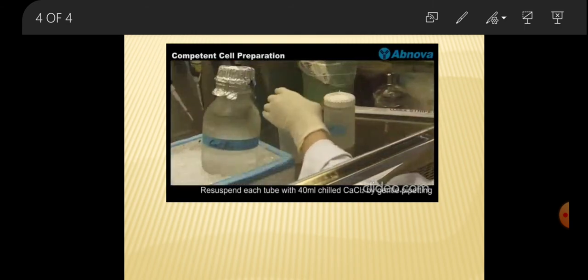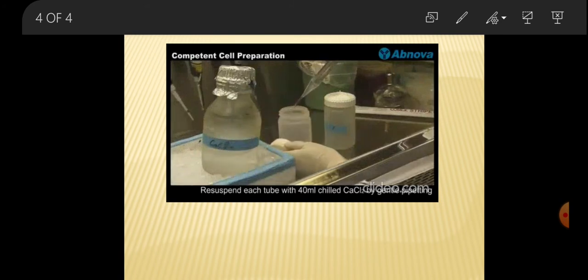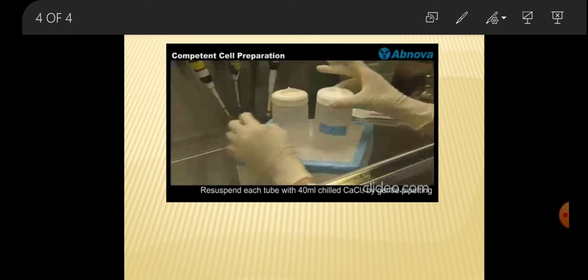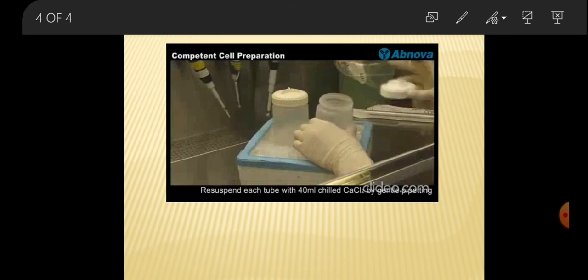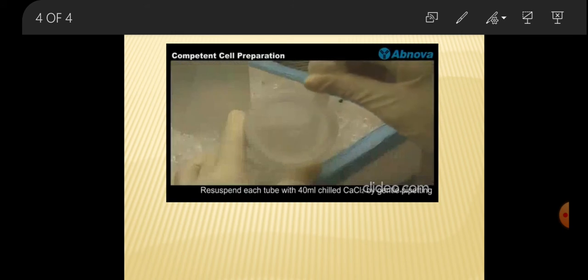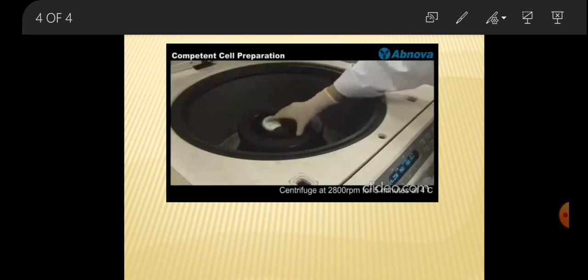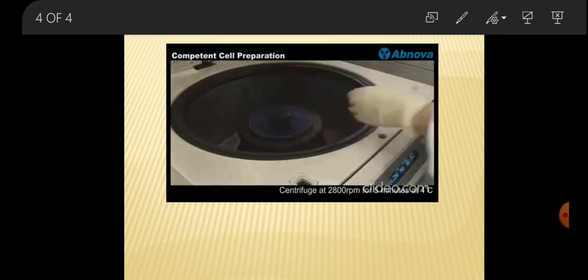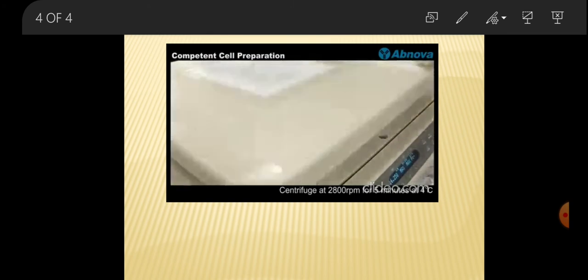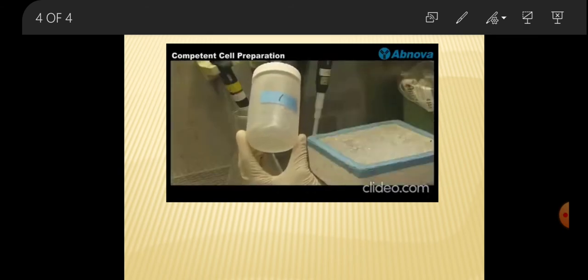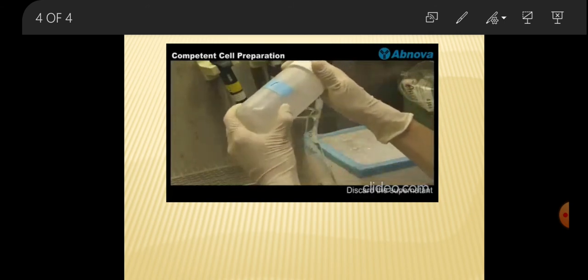You can see that it is suspended with ice cold calcium chloride solution in both the tubes, keeping in the ice at 4 degrees, and then suspending with a dropper. They are mixing the cells so that there should not be any clump. Suspend the whole pellet in calcium chloride solution. Again, centrifugation they are doing at 4000 rpm for 15 minutes. Once the centrifugation is done, they discard the supernatant and take the pellet.